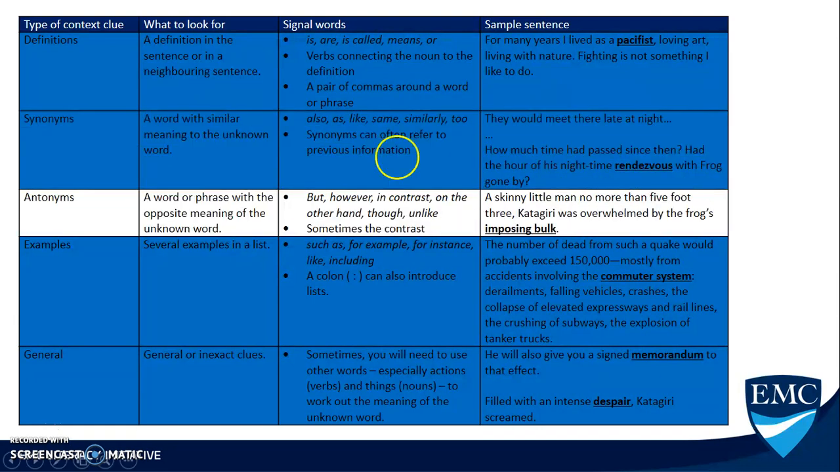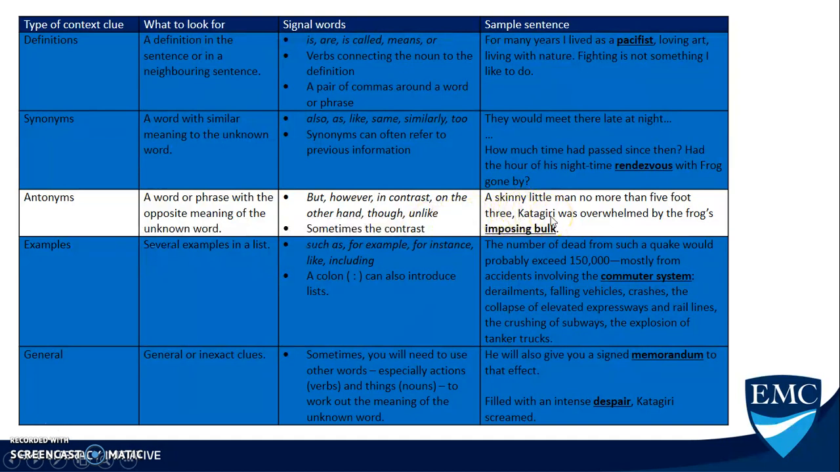Our third type are antonyms. Now these are the opposite meaning of the unknown word. So these might be signalled by things like but, however, in contrast, on the other hand, though, unlike. And often they offer some kind of contrast with earlier information.